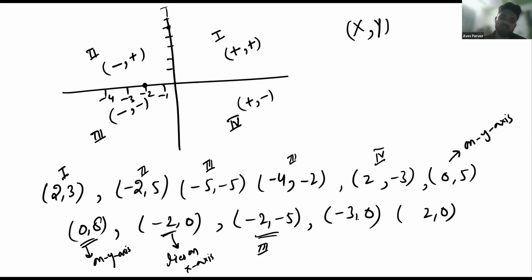If it is -3, comma 0, it will lie here. -3 of x, where will it lie? It will lie on the x-axis, because the first coordinate x is given to you, and y is 0. So it will lie on the x-axis. And this is 1, this is 2. Here it will lie, positive. Got it? Yes.